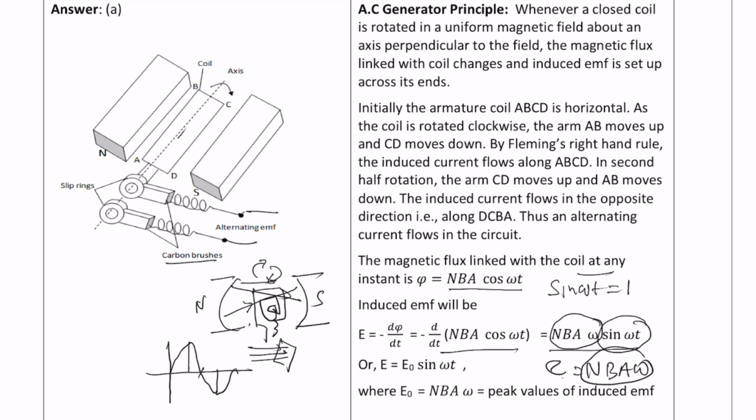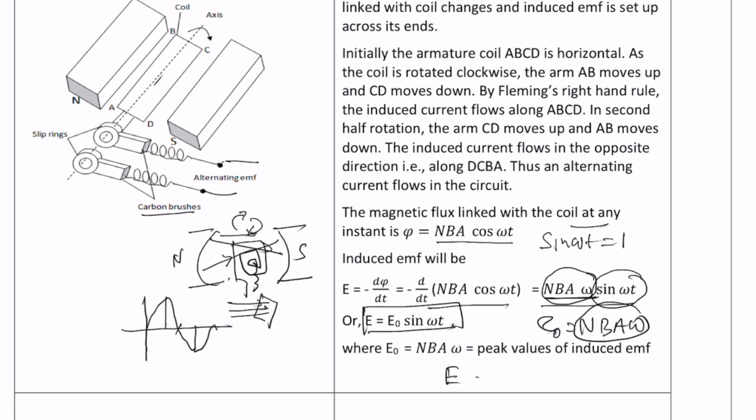We represent it by E0, so replace this part by E0. Now it is a very simple equation: E equal to E0 sin omega t. In some books it is written as EP sin omega t. Doesn't matter. It is the maximum value of EMF, correct? So this much is clear. Take the screenshot.